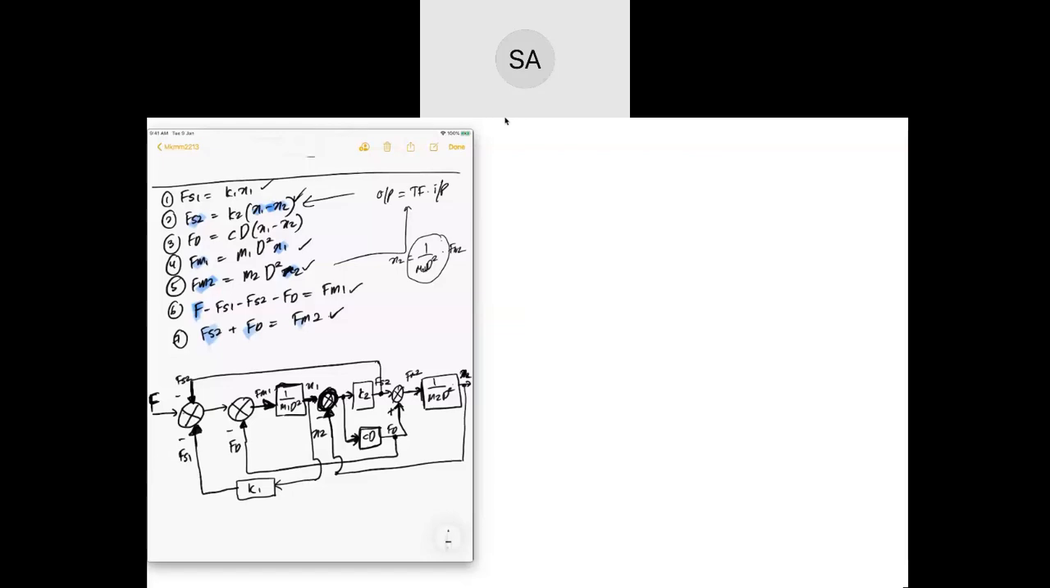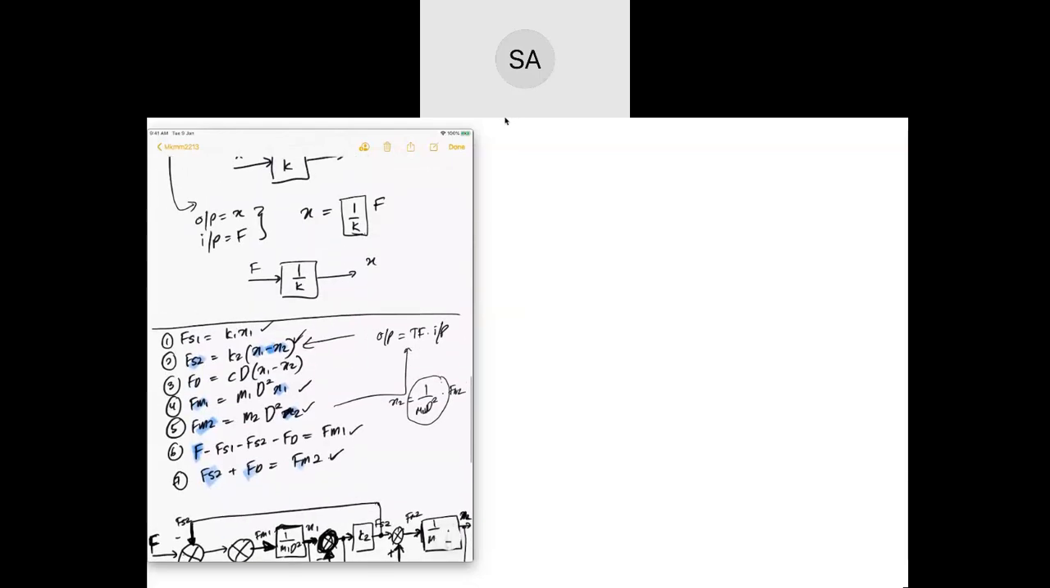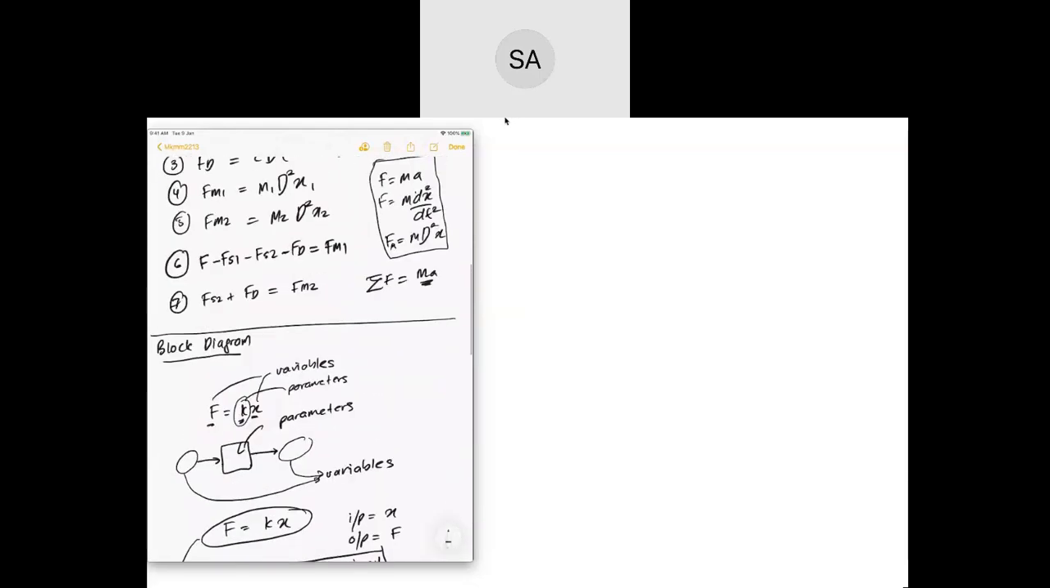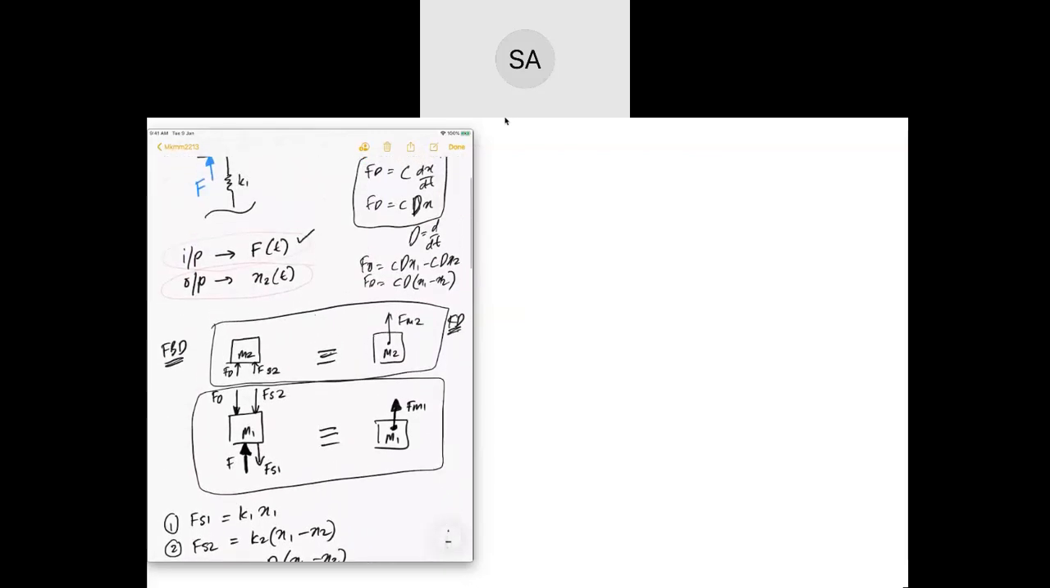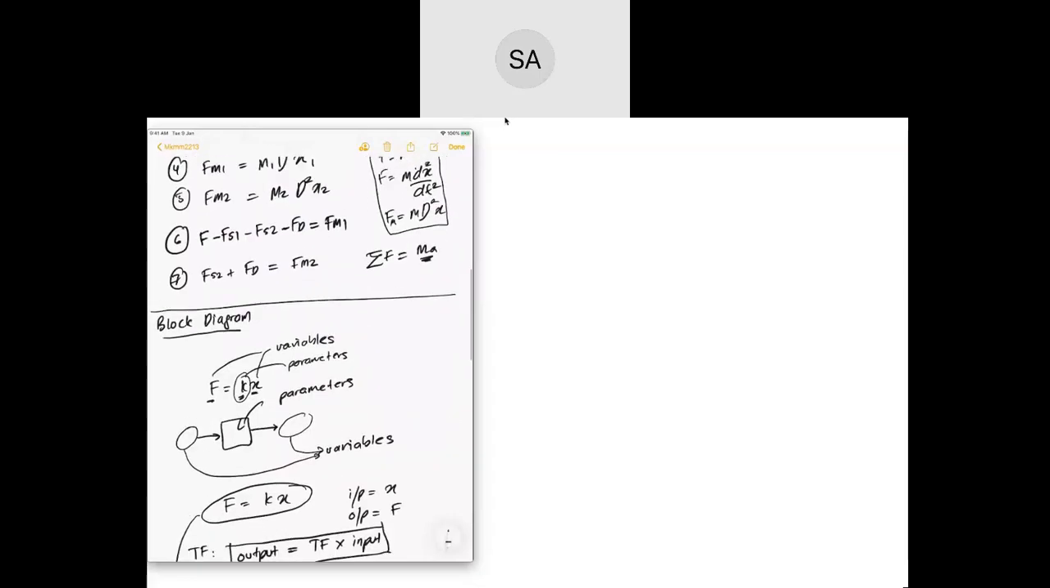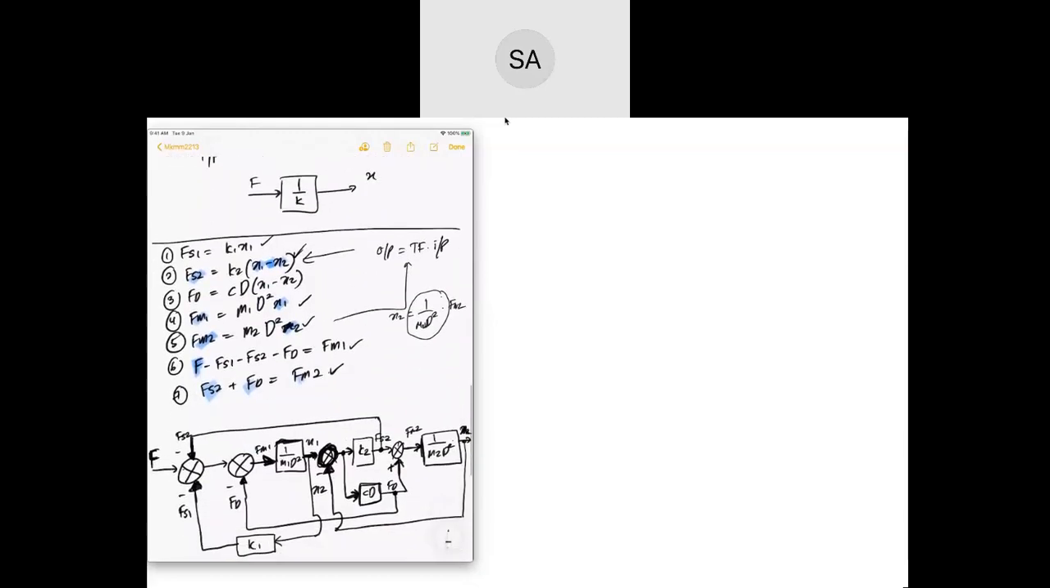Please, doctor. Can I ask why you started from equation number 6? Okay, you start with the input of your system. When you define the input, we start by defining what is the input and output of the system, right? So we define the input of our system is F, and the output is X2. When you start with the input and look at all the equations just now, the F is only in equation number 6. That's why I start with equation number 6. Is that okay? Yes. Thank you, doctor.